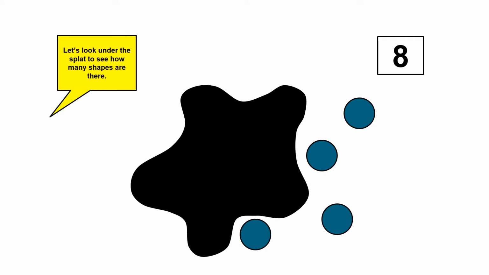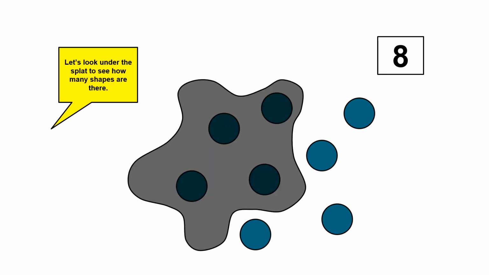Let's look under the splat to see how many shapes there are. There were 4 shapes under the splat. Some strategies you could have used was counting on from 4 to 8. 5, 6, 7, 8. We counted 4 times to get to 8. You could have thought about how 8 can break apart, and you know that 4 and 4 make 8. Maybe you visualized the 4 blue shapes that were hidden.